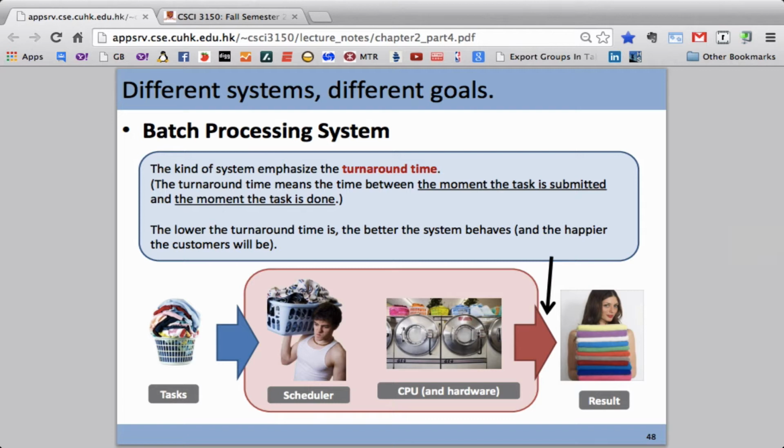Maybe because they have a certain time that they will do something, then they can estimate when your job will finish. And we call the time between you submit the job and the earliest time you can collect the job the turnaround time. This kind of system emphasizes turnaround time.